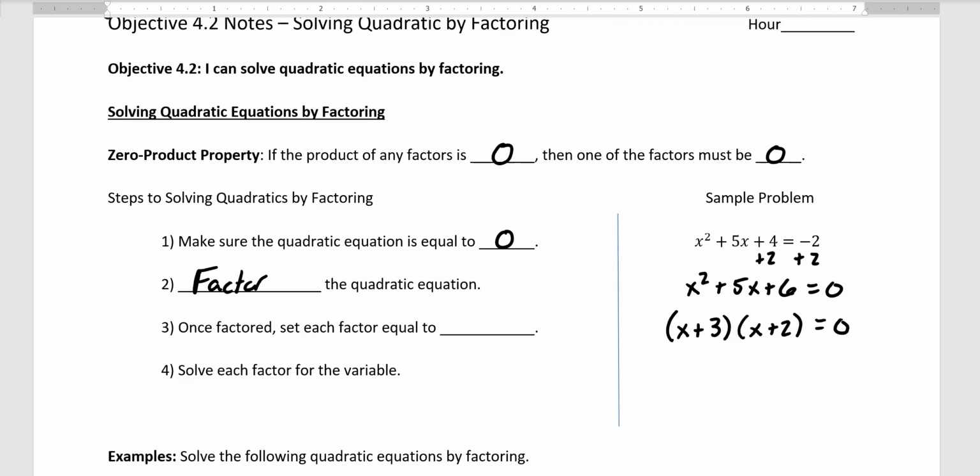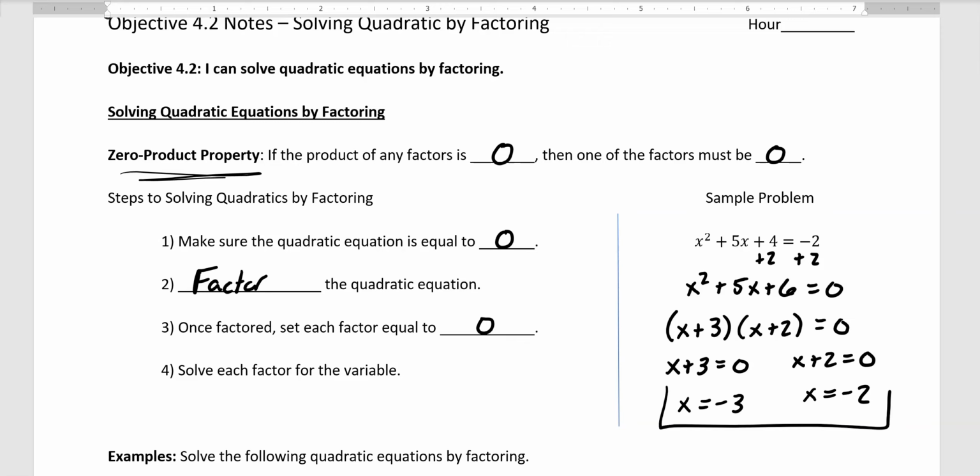Okay, so what we have now is two things being multiplied together to give me 0. Using the zero product property, that tells me that one of these things has to be 0. And when we're solving by factoring, we set each factor equal to 0. So I'll say x plus 3 equals 0, and x plus 2 equals 0. I subtract 3, I get x equals negative 3. I subtract 2, I get x equals negative 2. And those are my two solutions to this quadratic equation.